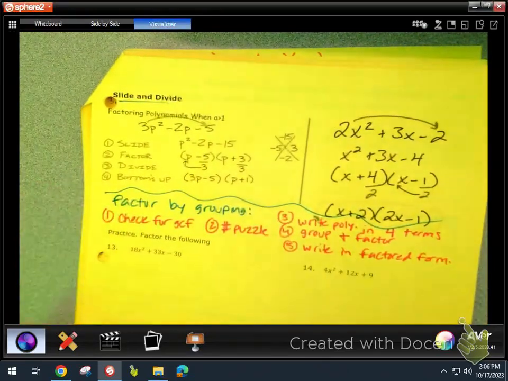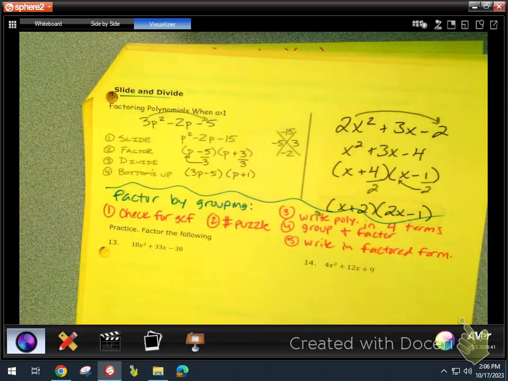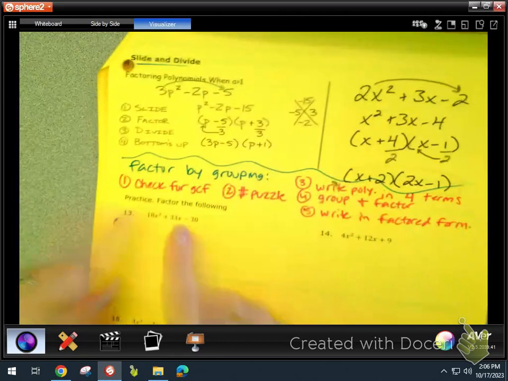Who's seen factor by grouping before? Okay. So you probably kind of know what I'm talking about. And if you don't, just write it down. It will all make sense after a few examples. I've taught other factoring methods, the only one I haven't taught is slide and divide, but this is my favorite. And it's been my favorite for a long time. And it's so important. Are you ready? We're going to try to knock out a couple of these. Yes? Get ready because it's happening.